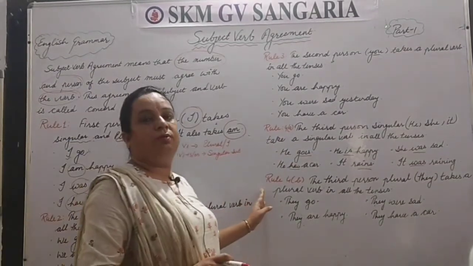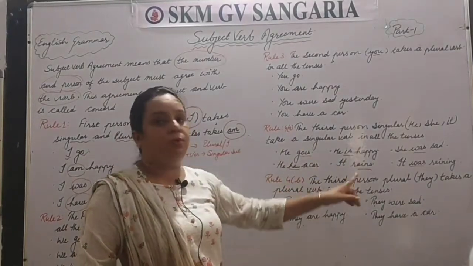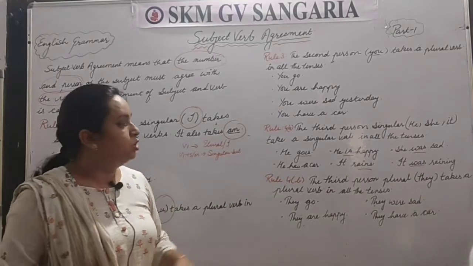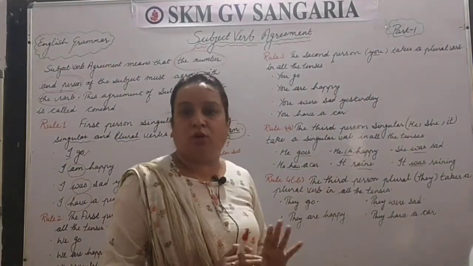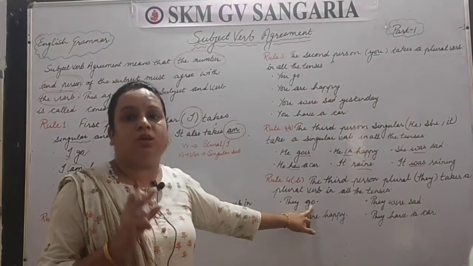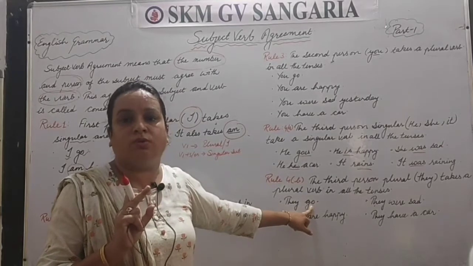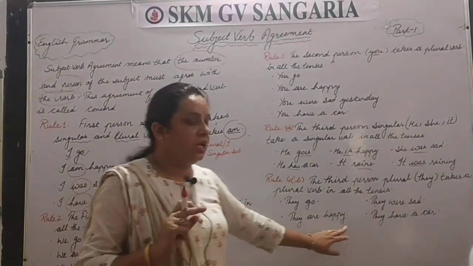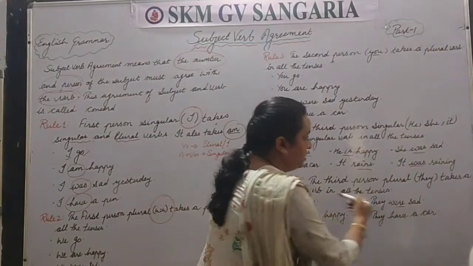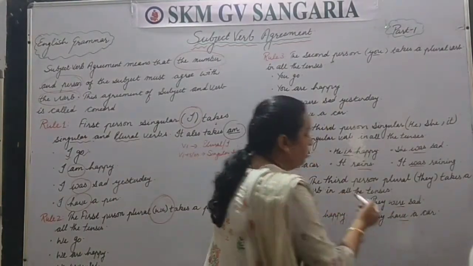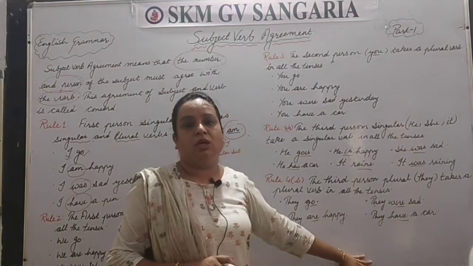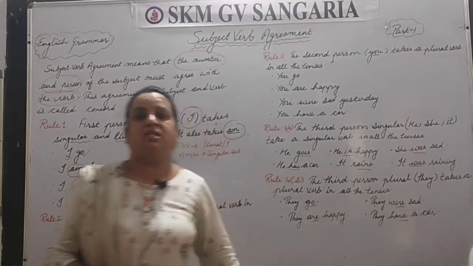Next is rule number 4, when we talk about third person plural. And what is that? Third person plural is which one? They. Clear? So that takes a plural verb in all the tenses, like they go. This go is a plural verb, goes is a singular verb. They are happy. They were sad. They have a car. All these verbs which I have underlined here are plural verbs. So please take a screenshot of this.